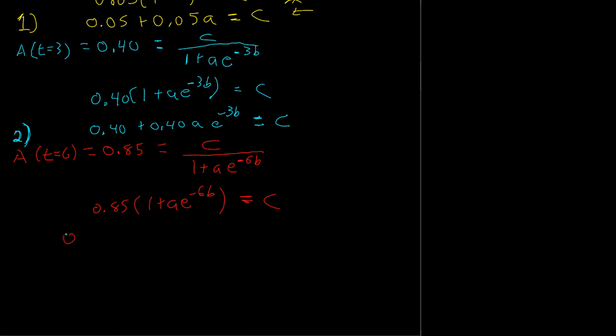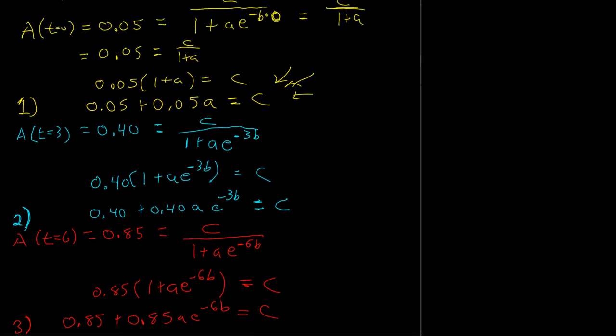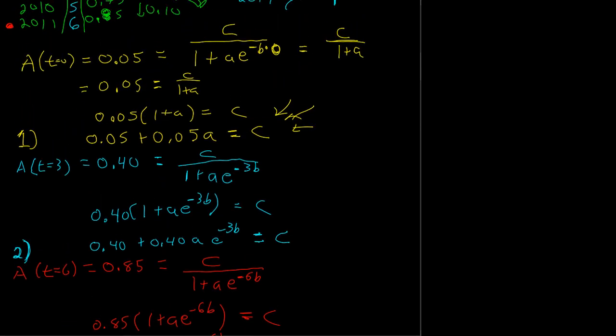And I'll distribute this through 0.85 plus 0.85, 0.85 A e to the negative 6b equals C. All right. And that's equation 3. Sorry. I'm scrolling up. Make sure I have each of the things in here.